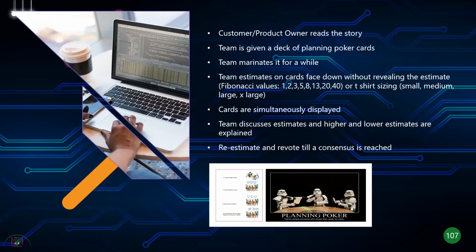Let's say most of the people think that the user story is a size 5, right? There's one person who might think it's size 1, right? And there's one person who might think it's a size 13. What we want to find out is why those extremes, why size 1 and why size 13.